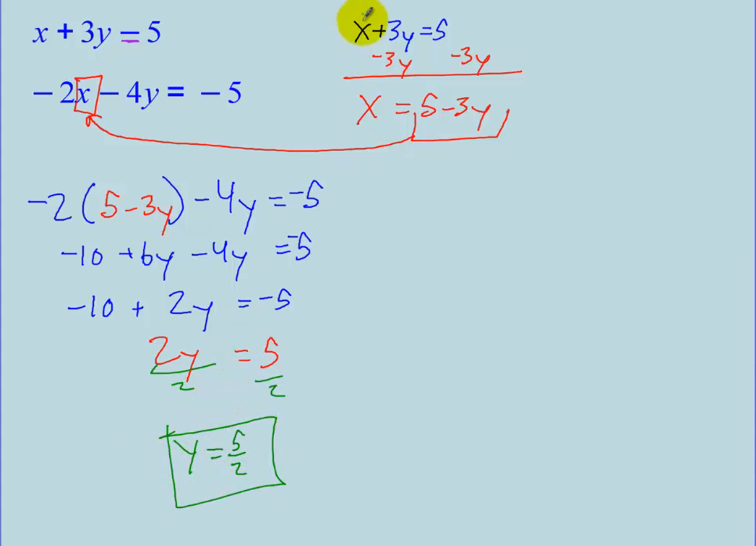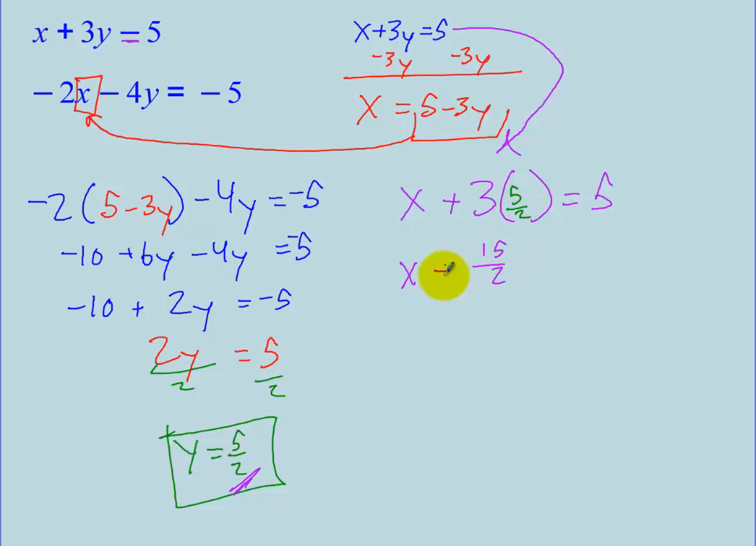That's the first part. Now I've got to solve for x, and I can use any equation. I'm going to use this top one right here, plugging in 5 halves for the y. So in that equation, I get x plus 3 times 5 halves equals 5. Well, 3 times 5 halves is 15 halves, so x plus 15 halves equals 5.